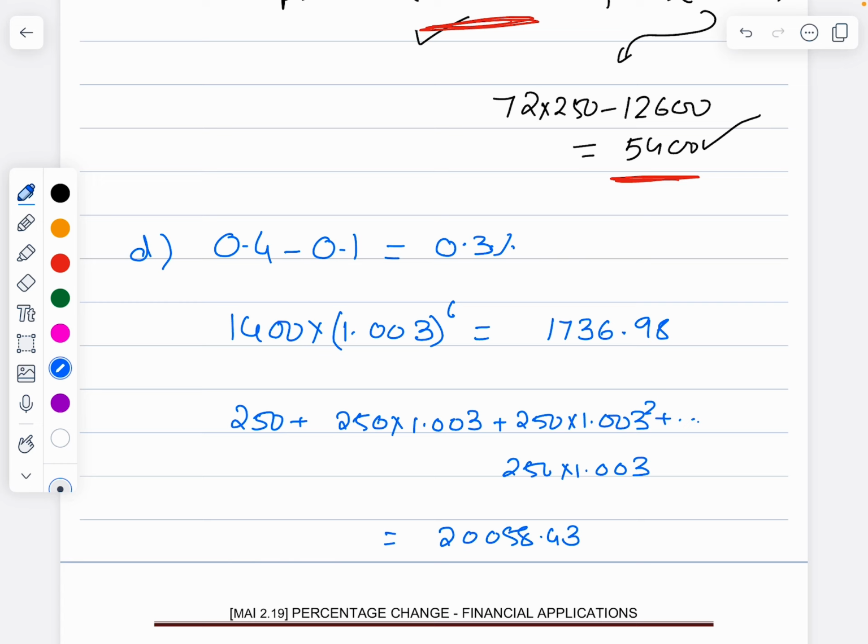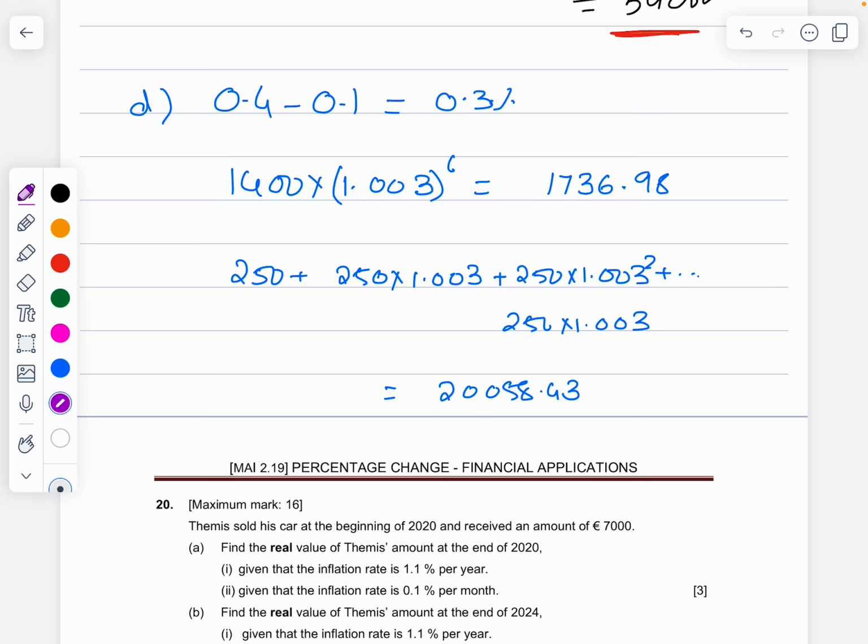So it should become 20,058.43. So the total value will become 20,058.43 plus 1,736.4898. So we should be getting 21,795.41. That's going to be the answer.